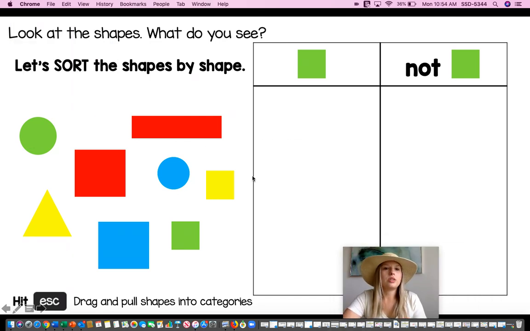What shapes do you see? Let's sort the shapes by the shape. So let's take a minute. What shapes do you see? I see circle, square, rectangle, circle, square, square, square, triangle.